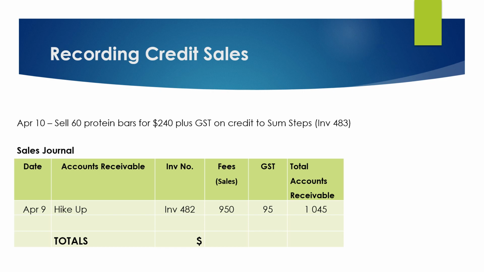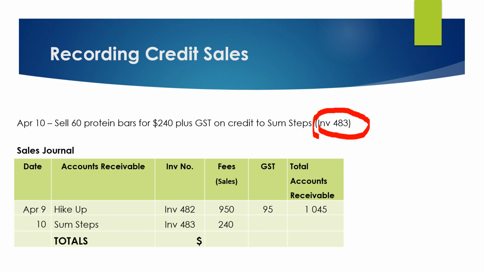We know that this is a credit transaction because we are given a source document reference number, that is an invoice, and invoices are used to verify credit transactions. So we're going to record this credit sale in the sales journal, starting with the date, followed by the name of the accounts receivable, Some Steps, and the invoice number. In the fees column, we can also use this to record the sales amount, and this is the amount without GST.